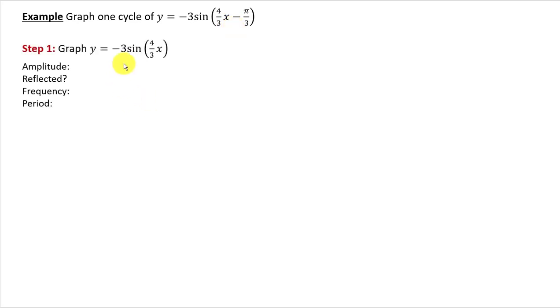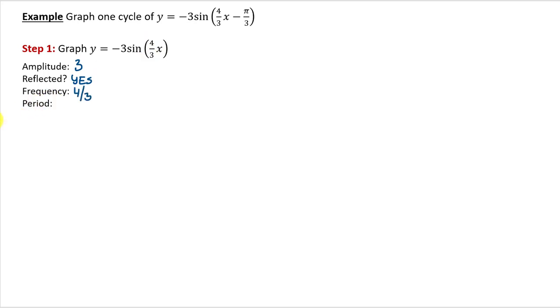We start by graphing the basic function, the one that does not have minus pi over 3, so it's just negative 3 sine of 4 over 3x. Let's collect all the important information that we need for graphing purposes. The amplitude of the graph is going to be 3. The graph will be reflected because I can see a negative sign in the front. The frequency of the graph is 4 over 3, that's the coefficient of x.